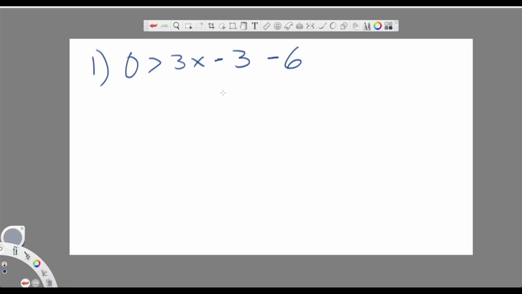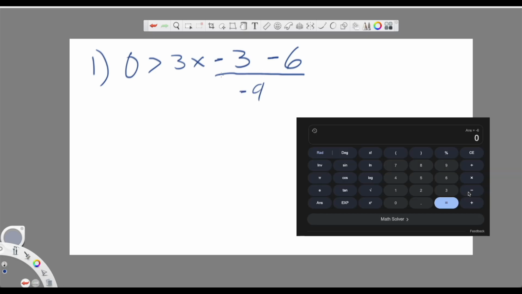So when you're tackling a problem, the first thing you want to look at is your like terms. I see that minus 3 and minus 6 are the only like terms in this expression, so I'm going to combine them. Negative 3 minus 6 is negative 9. If you're like me and find negatives a little confusing, you can always put this directly into a calculator and it's going to give you the answer.